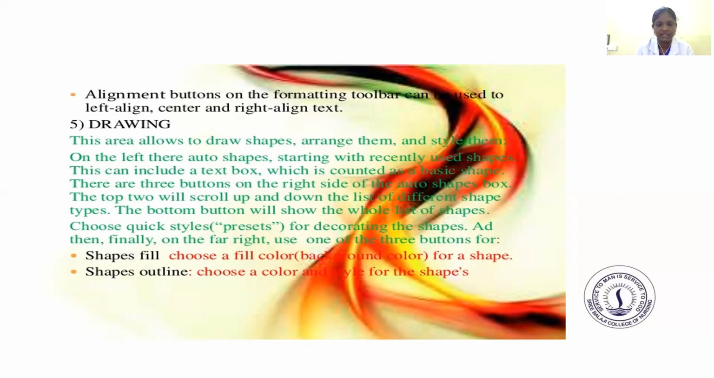buttons. Then next one is the shape fill. In the drawing, we see the shape fill. Choose a fill color, background color for a shape and shape outlines. Choose the colors and style for the shapes. What is the difference between shape fills and shape outlines? Shape fills mean choose the fill colors and background color for the shape. Shape outlines mean choose the colors and style for the shape. Okay, understand?